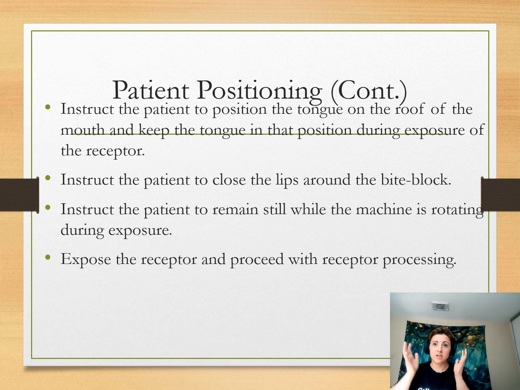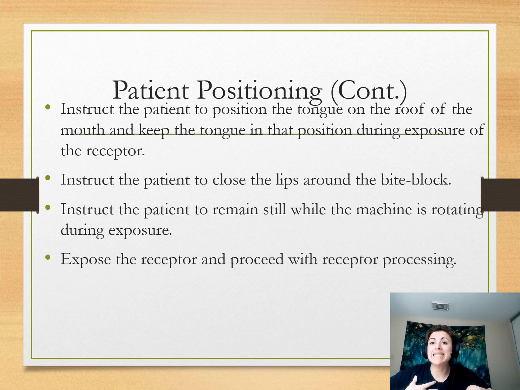You're going to get everything all smushed up against their head. Then you're going to have them smile, so you know that they're completely biting onto the bite block and that their front teeth are falling into the notch. Then you're going to have them close their lips around the receptor. And you're going to tell them to position their tongue to the roof of their mouth and keep their tongue there during the whole exposure.